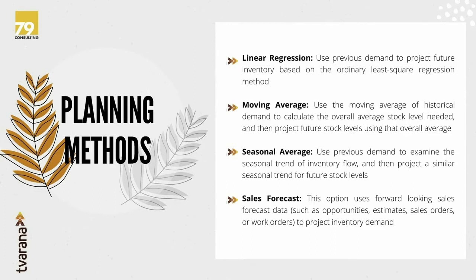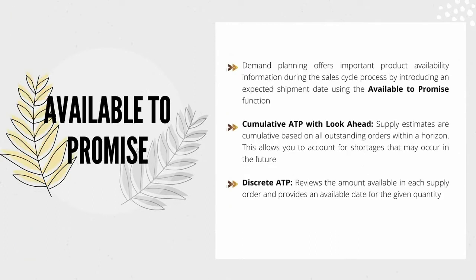Eric, you just mentioned available to promise. Can you go over that functionality, please? Sure. So available to promise, or ATP, which is included in the NetSuite demand planning module, can be determined by one of 2 different types of calculations. The first one being cumulative available to promise with look ahead. Using the cumulative ATP method, supply estimates are cumulative based on all outstanding orders within a horizon. This allows you to account for shortages that may occur in the future.